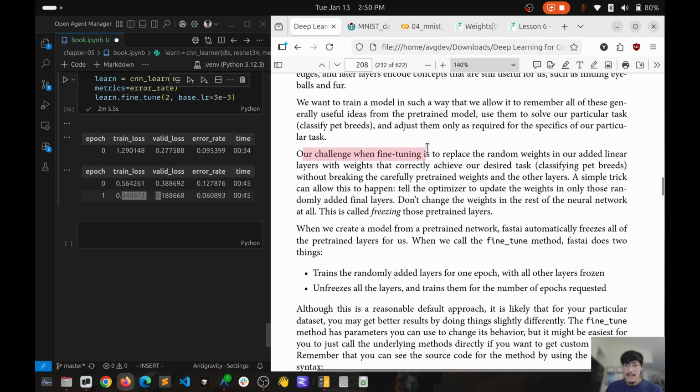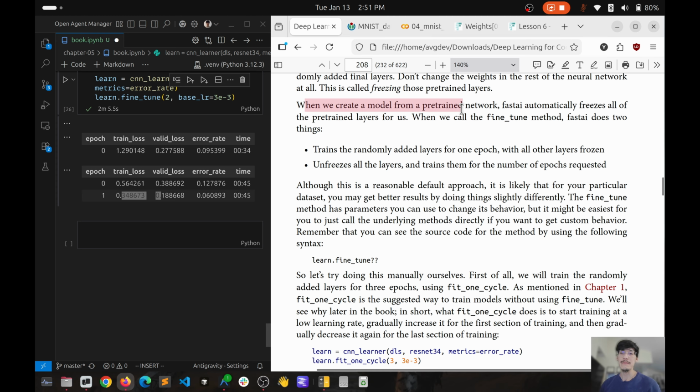Our challenge when fine-tuning is to replace the random weights in our added linear layers with weights that correctly achieve our desired task, such as classifying pet breeds, without breaking the carefully pre-trained weights in the other layers. That's always the hard thing with fine-tuning, is that you can wreck your existing model. Catastrophic forgetting, that is. A simple trick can allow us to avoid this. Tell the optimizer to update the weights in only those randomly added final layers, so you freeze the earlier layers of the model. Don't change the weights in the rest of the neural network at all. This is called freezing those pre-trained layers. When we create a model from a pre-trained network, fastai automatically freezes all of the pre-trained layers for us.